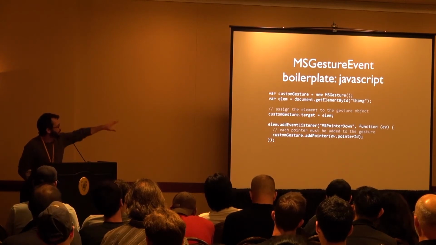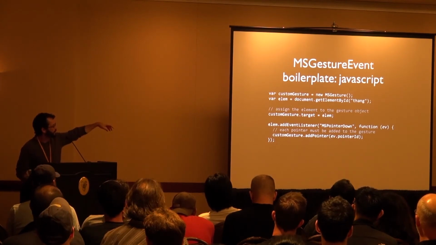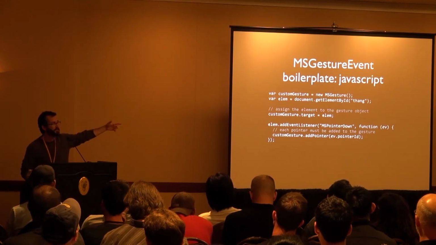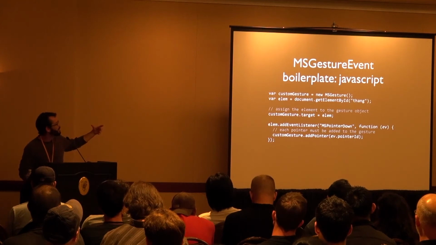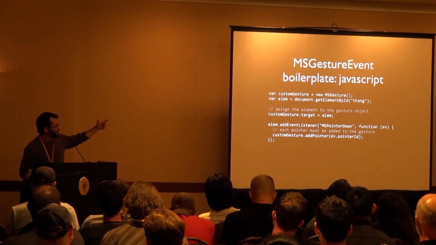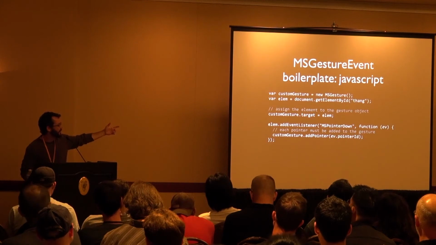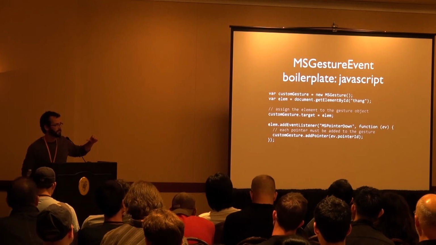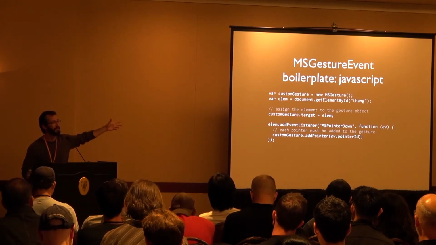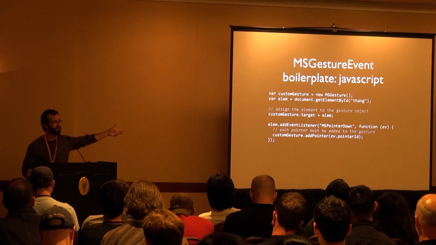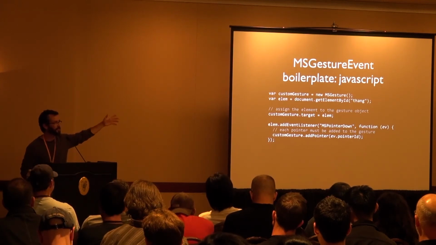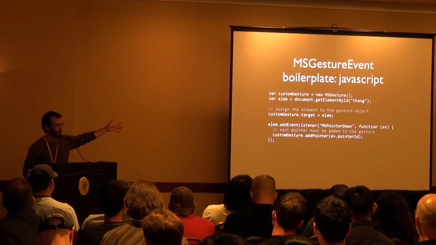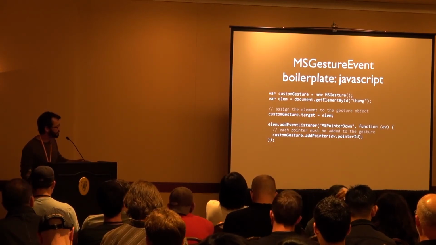Here's our JavaScript. We're going to create a gesture object. We're going to get a reference to our element, and then assign that element to the target of the gesture. At that point, we can create an event listener on our element that will, as pointer events come in, add them to the gesture. So this is the boilerplate environment that now will trigger gesture events. There are no gesture events being triggered here. This is just the boilerplate to get gesture events to even happen in a custom gesture event.